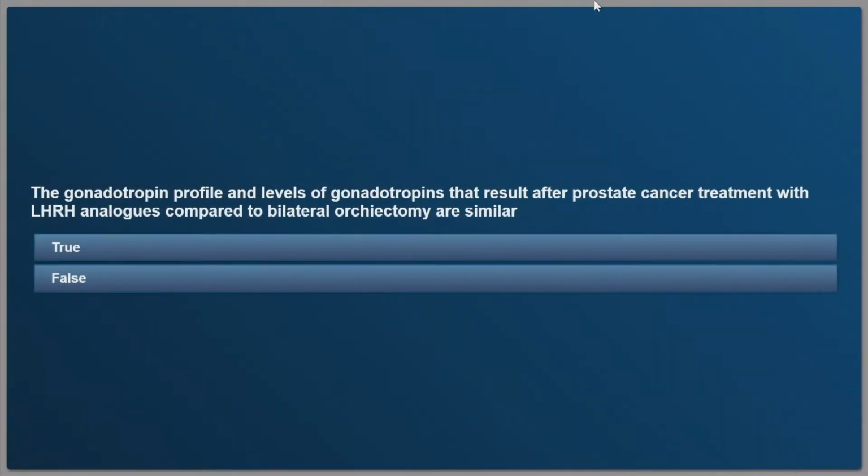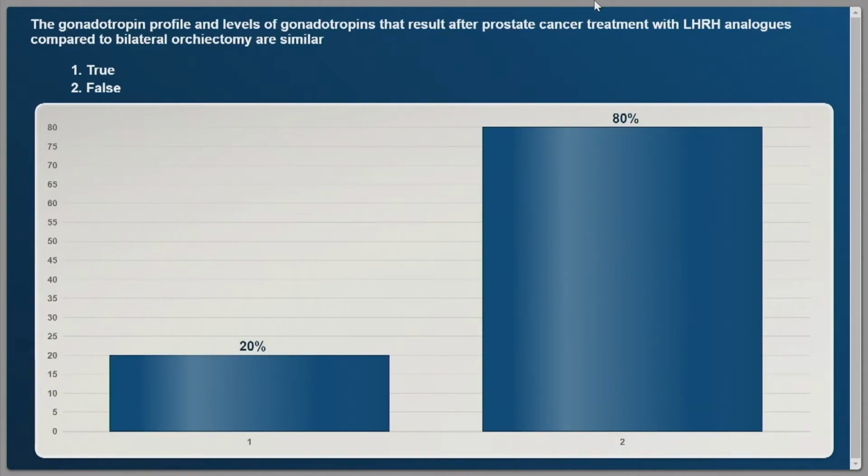Okay, so I'm going to start with a few audience response questions. The first one is: the gonadotropin profile and levels of gonadotropins that result after prostate cancer treatment with LHRH analogs compared to bilateral orchiectomy are similar. Is that a true or a false statement? Okay, so 20% thought it was true and 80% thought it was false. The answer is false, and we can try to encourage some learning on the 20% that did not appreciate that factor.